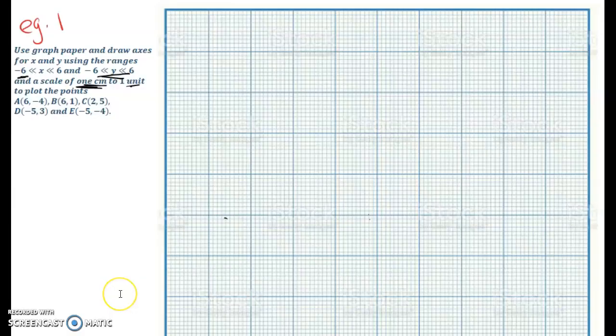Thanks guys. This is my first example. Now I have here example 1, and they say use graph paper to draw these axes, where x going from -6 to 6 and y going from -6 to 6 as well. And they say they want us to use a scale of 1 centimeter to represent 1 unit on both axes, right? And lastly, they want us to plot these points. So this is the last thing I'm going to deal with, how to get the points.